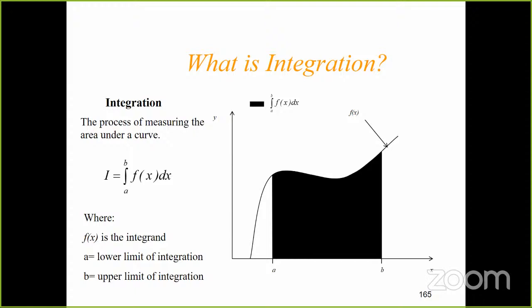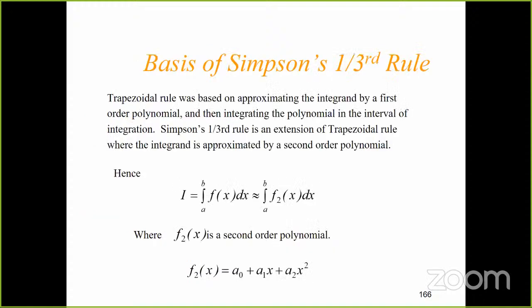This is the integral, similar to that of the trapezoid. The basis of the one-third rule is that the trapezoidal rule was based on approximating the integrand by a first order polynomial and then integrating the polynomial over the interval of integration. Simpson's one-third rule is an extension of the trapezoidal rule where the integrand is approximated by a second order polynomial.